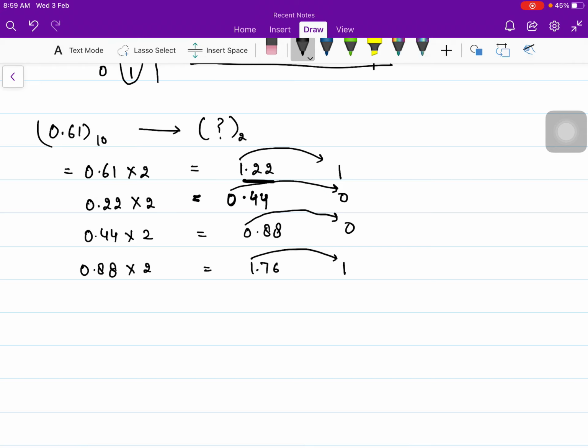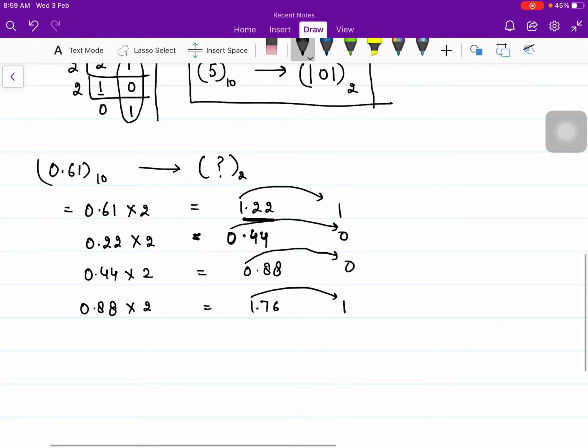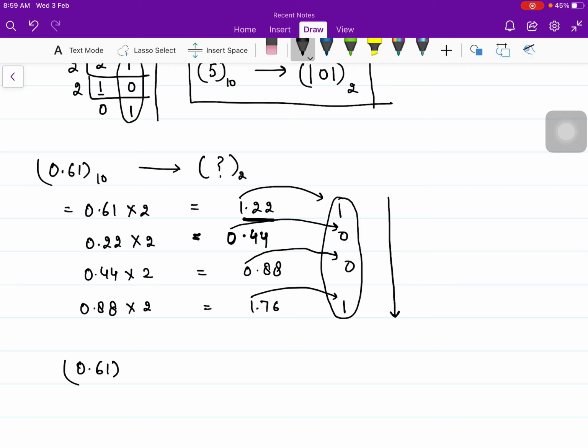You can go up to many decimal places, but I think 4 decimal places are quite sufficient. So we will move only up to 4 decimal places. And this is the answer. But this time, you have to take the answer from top to bottom. So the way to write your answer is like this. Point. Don't forget to put this point because you are calculating the binary of 0.61, so the answer will also come after the point. So this is how we convert the decimal number system to the binary number system.